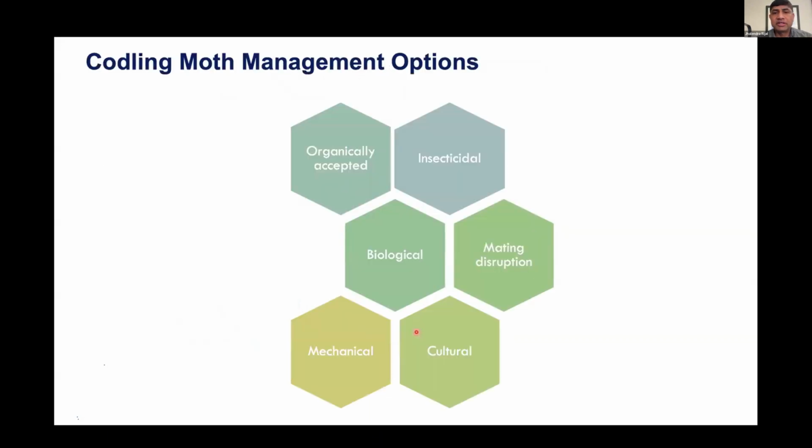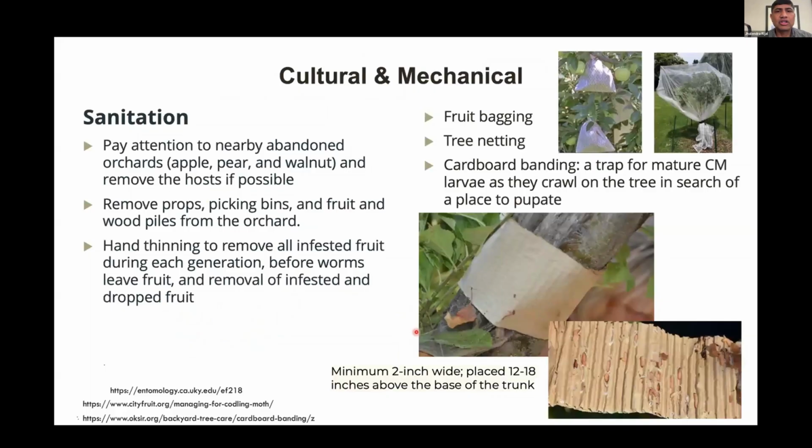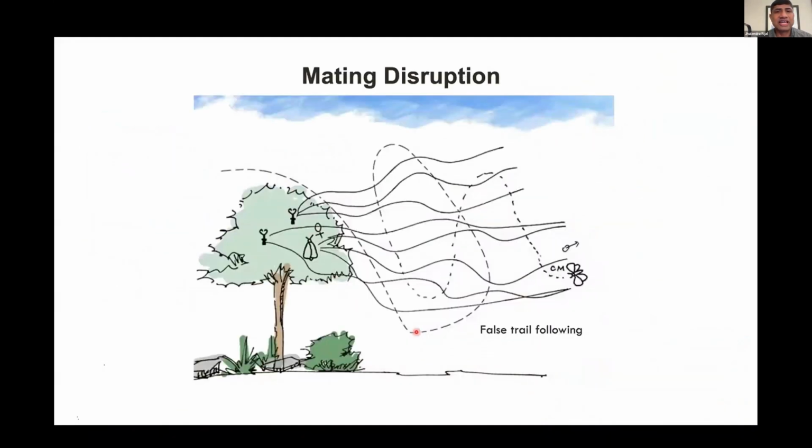There are many different options available too. Cultural practices are especially possible for a small scale grower because they overwinter on the bark. You can put cardboard-type cards in there so that they shelter on the cardboard instead of the bark, and then you can remove the cardboard and destroy them. It may or may not be possible in all situations, but if you have one or a few trees, that is a possible option. Fruit bagging is another option. Those are some of the cultural practices that you can use.